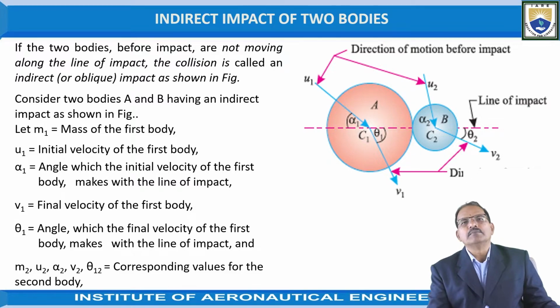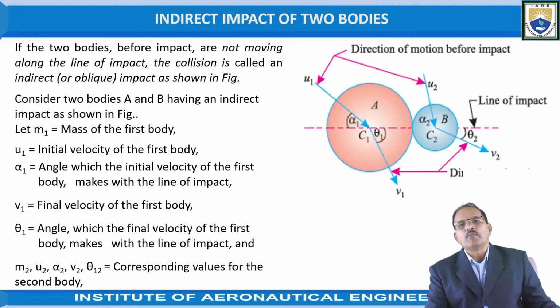So u1 and u2, the initial velocities of the two bodies, make inclinations of alpha 1 and alpha 2 with the line of impact, as shown in the figure. After the impact, they have velocities v1 and v2, making inclinations of theta 1 and theta 2 with the line of impact, as shown in the figure. These are the velocities of the bodies before and after the collision.